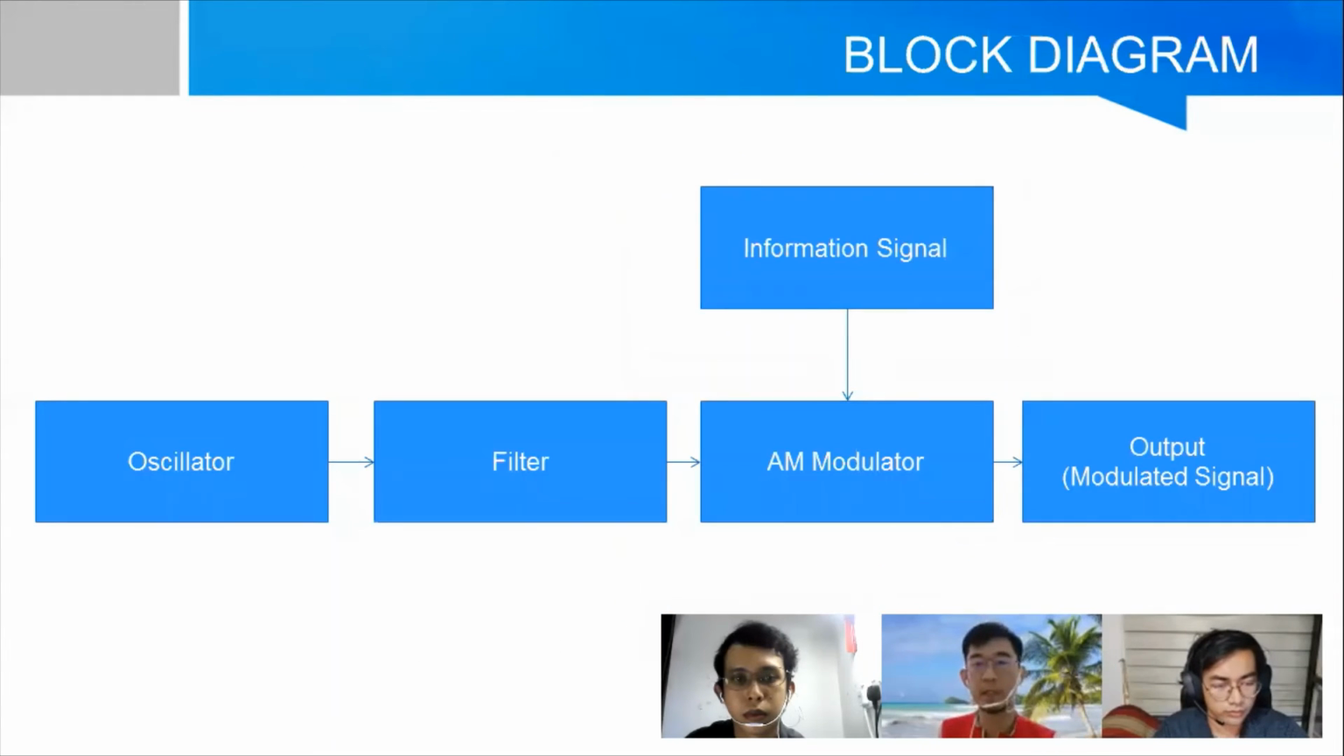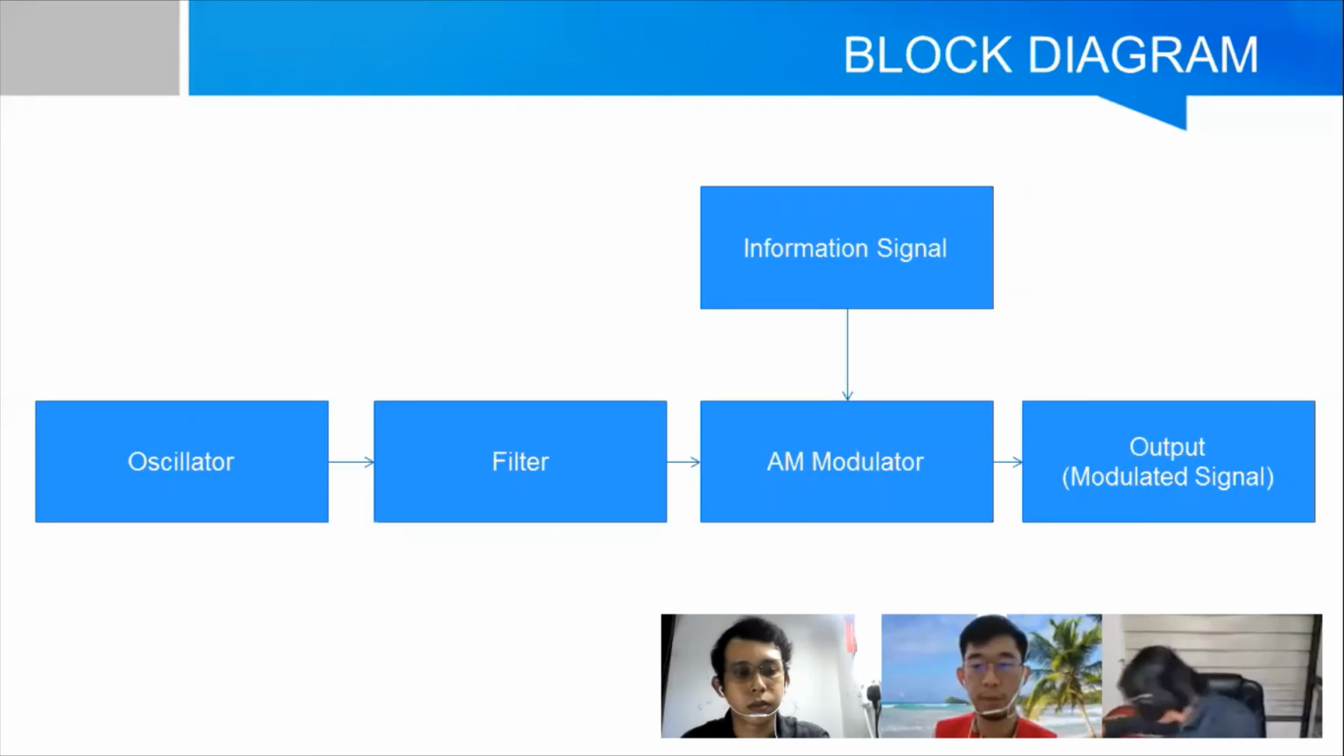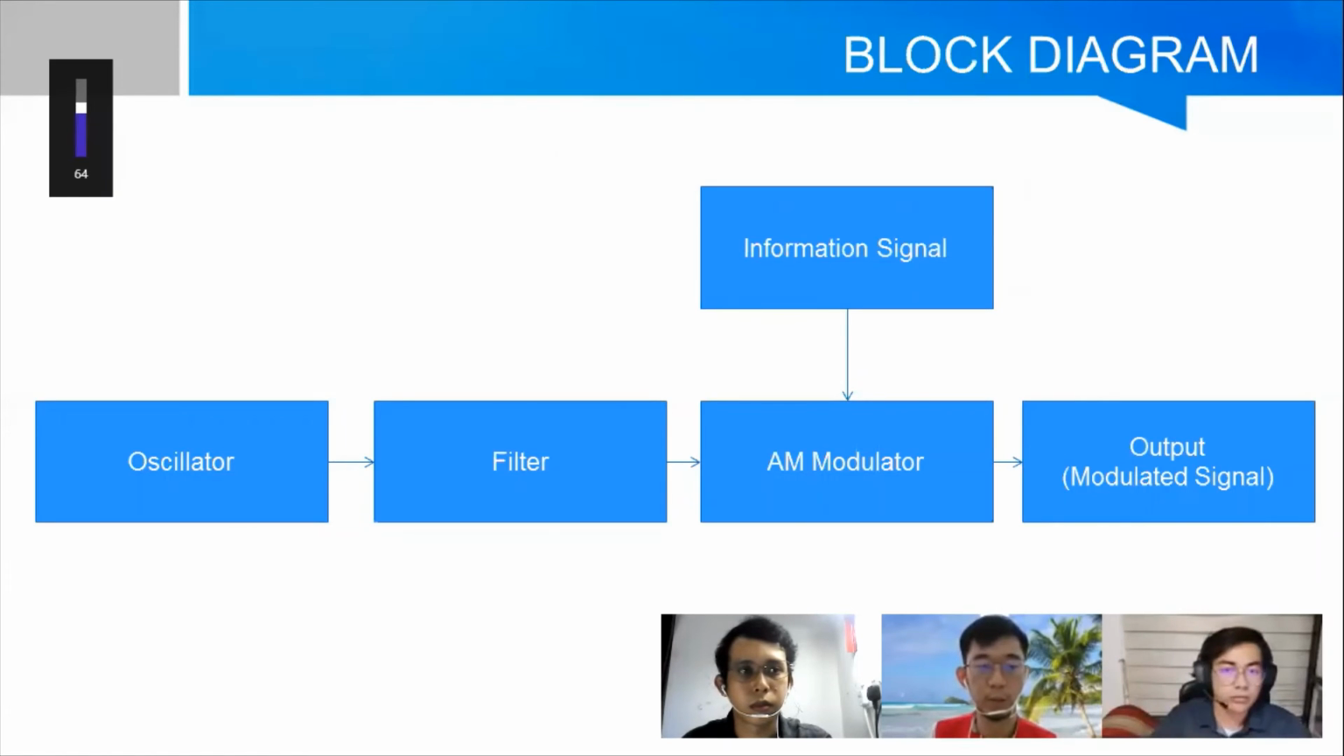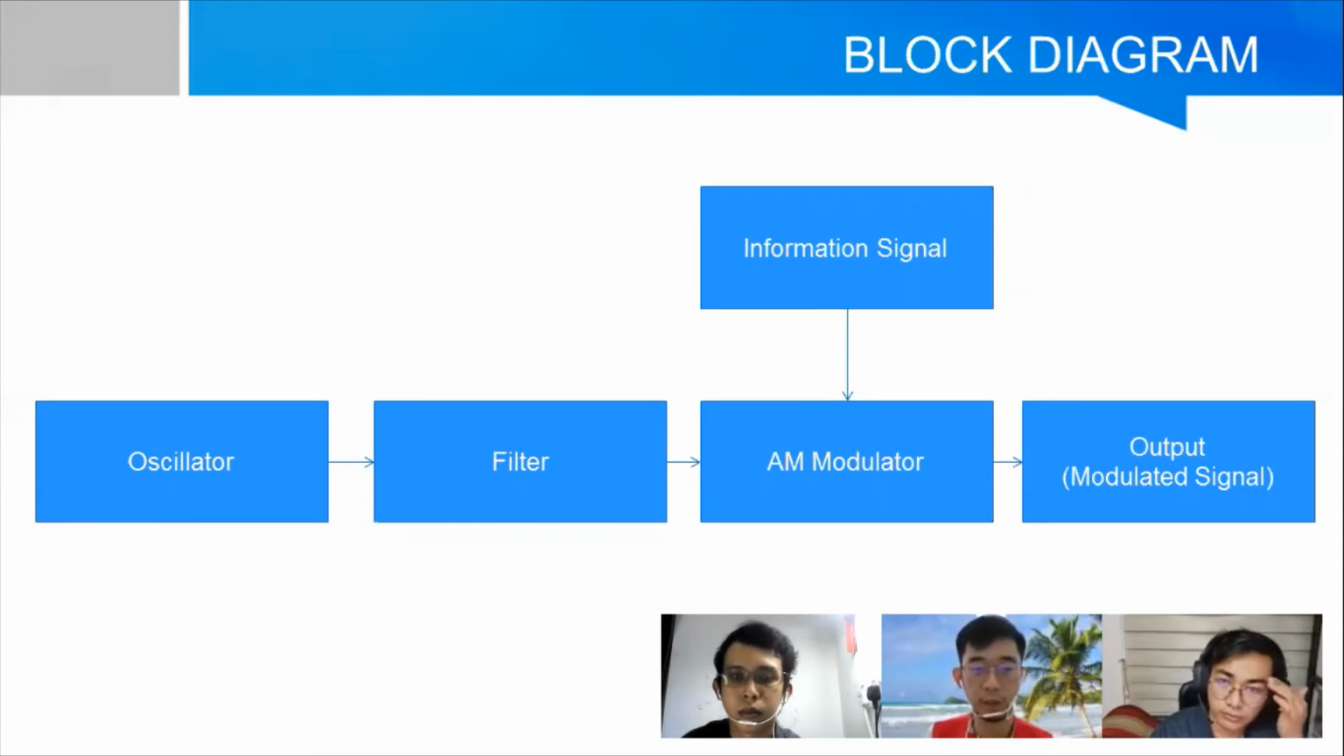Okay, next slide. This one is our project block diagram: the oscillator, filter, AM modulator, information signal, and output modulated signal. The oscillator will bring out the carrier signal to the filter, and then the information signal will go to the AM modulator too, and then go out to the output modulated signal. Okay, next.